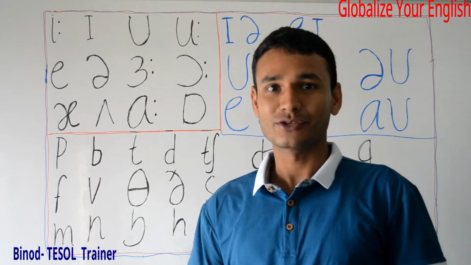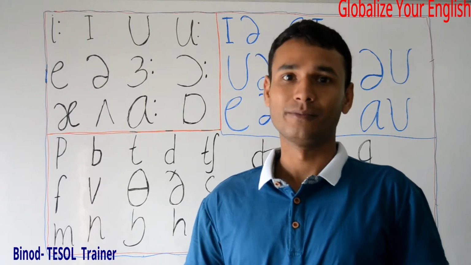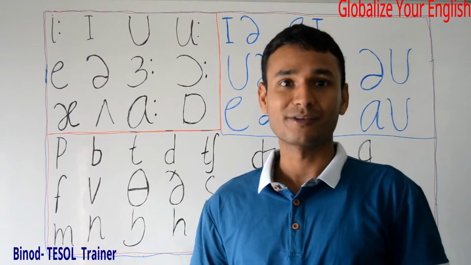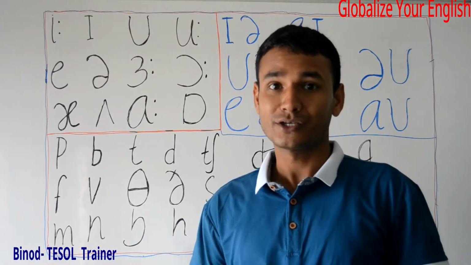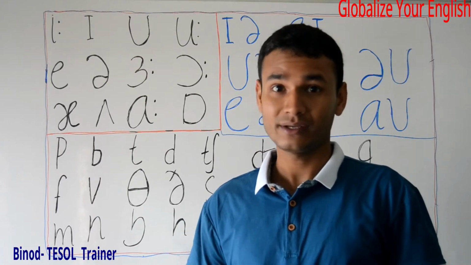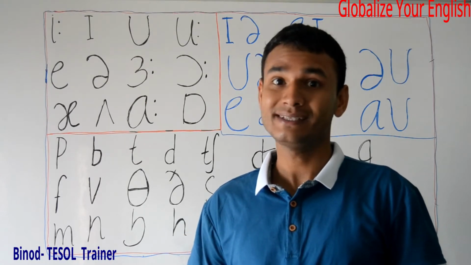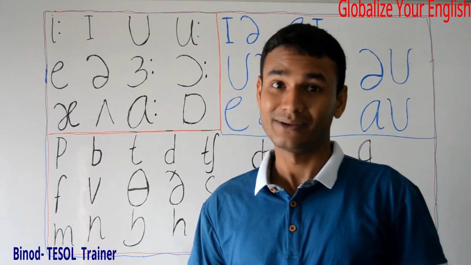Today's lesson is going to be a very important lesson for you. This is on pronunciation, especially learning the sound system of the English language. There are two types of sounds in English language. Number one, vowel sounds, and number two, consonant sounds.